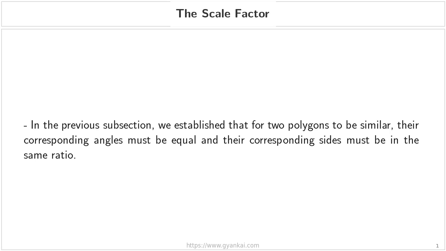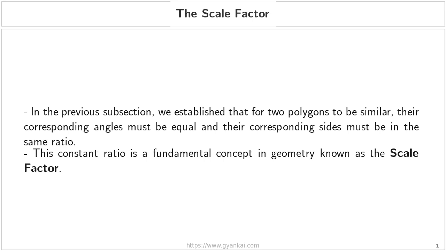Welcome, everyone. Before we dive into today's new topic, let's take a moment to recap what we've already covered. In our previous lesson, we established the essential criteria for similarity between two polygons. We learned that for two shapes to be considered similar, two specific conditions must be met. First, all of their corresponding angles must be exactly equal, and second, their corresponding sides must maintain the same ratio. Now, today we are going to focus specifically on that second point.